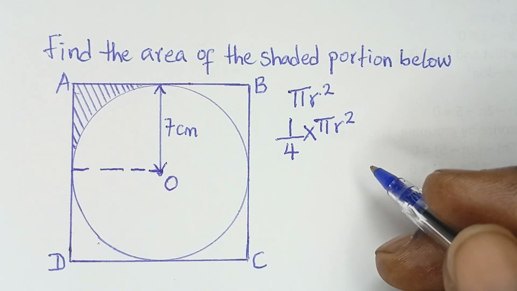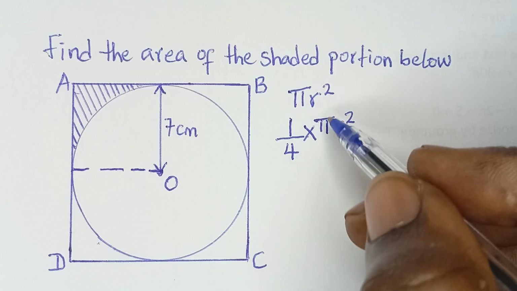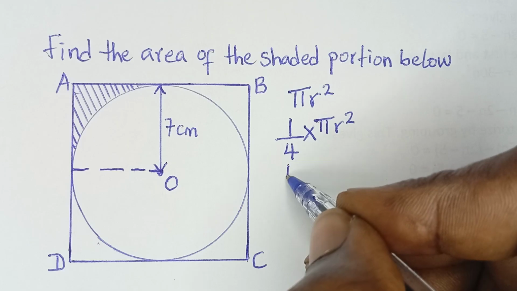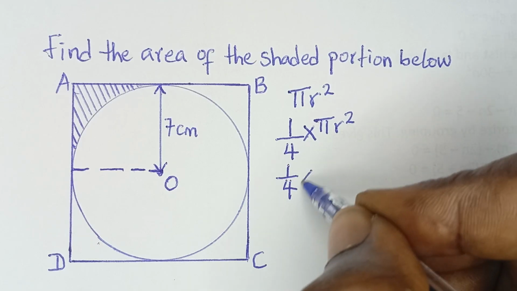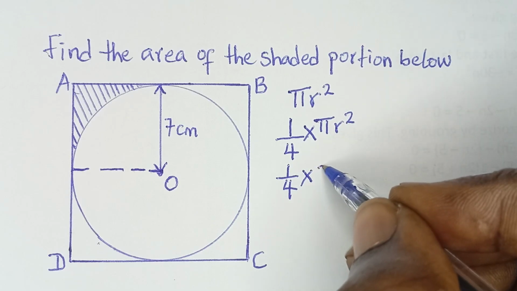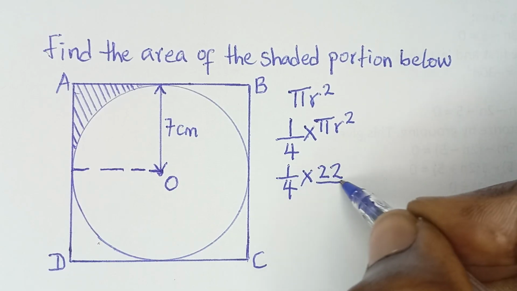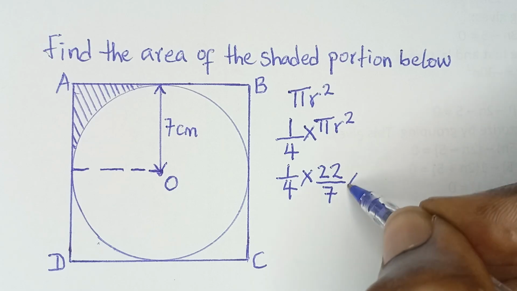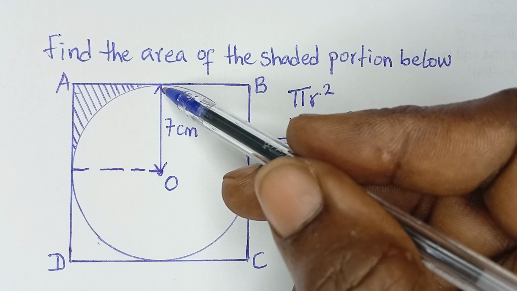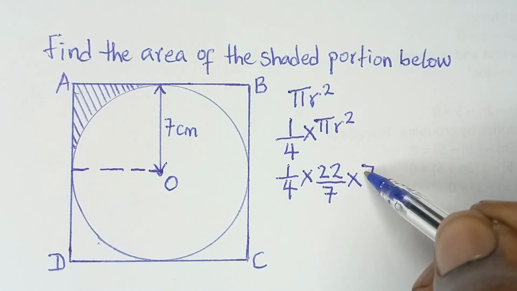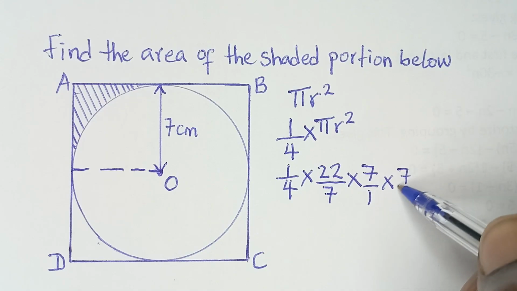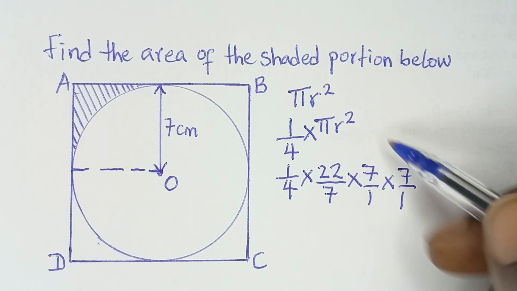Now the next thing for me to do here is to substitute values. So I have 1/4 multiplied by the value of pi, which is 22/7. So multiply by 22/7, then multiplied by the radius square. The radius of this circle is 7. So 7 square will be 7 over 1, then multiply by 7 all over 1. That is 7 square as r square.